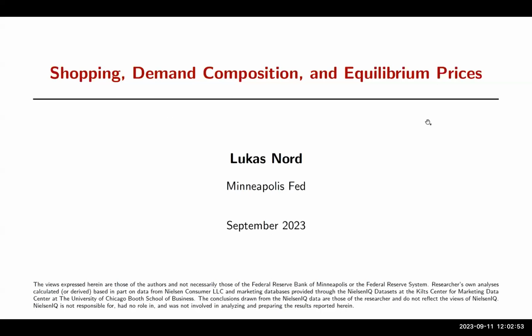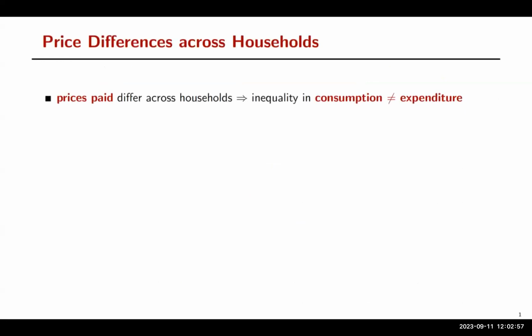So where I start from here is the observation that households don't pay the same prices for their consumption bundles. And people have looked into that because differences in the prices that households pay are important to understand if we want to interpret inequality in resources or in the amounts that households spend in terms of inequality in consumption and ultimately in terms of inequality in utility and welfare.